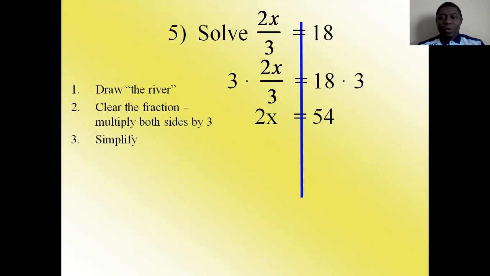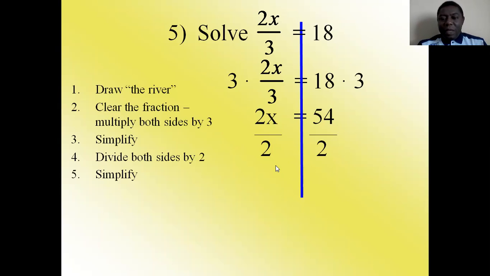So whatever you do on one side, you must also do on the other side of the equation, all right? So we are going to divide both sides by 2. If we do that, 2 divided by 2 will give us 1, and x is going to stay here by itself. So the variable will be equal to 54 divided by 2, which is 27.